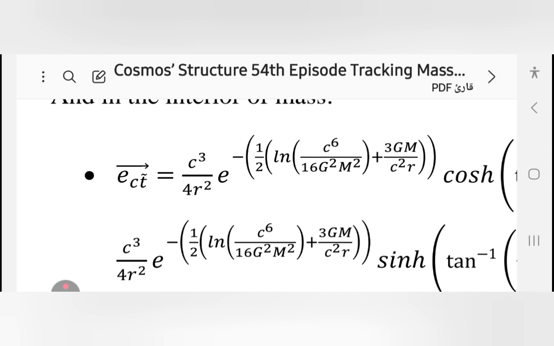نحن لا نريد الفضاء الداخلي للنيوترينو، نحن نريد الفضاء الخارجي للنيوترينو، ونعبر عنها باللوغاريتم الطبيعي لسرعة الضوء S6 على 16 جي تربيع م تربيع. m يمكن أن تعوضها بواحد أو بكتلة النيوترينو الحقيقية، سنجد أن m تزيد هذا الحد، والحد بإشارة السالب، بالتالي هذا الحد سيكون كبيرا وسيغطي على الحد الأمامي وهو c تكعيب على R تربيع، فهذا الحد يعطينا التايم دايليشن.